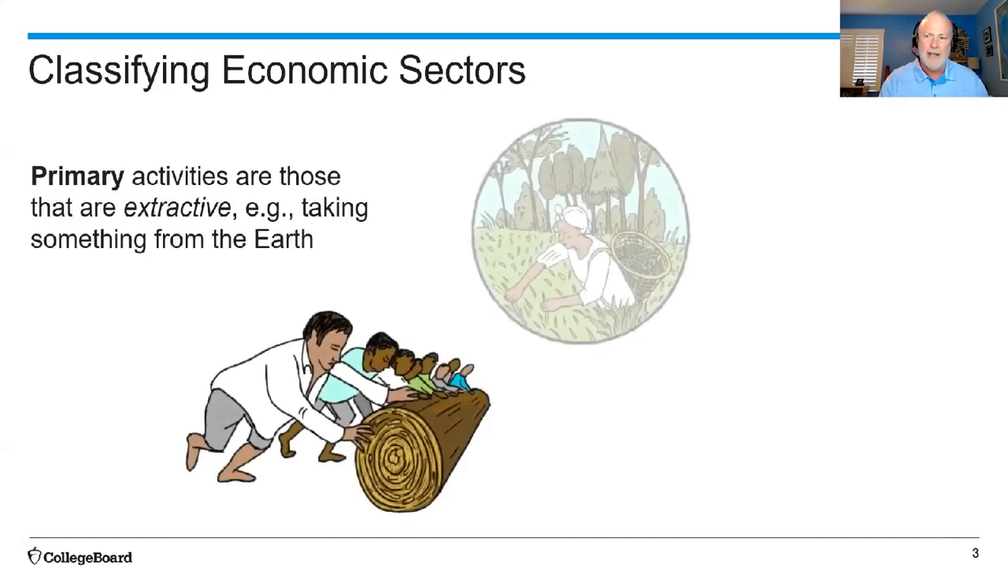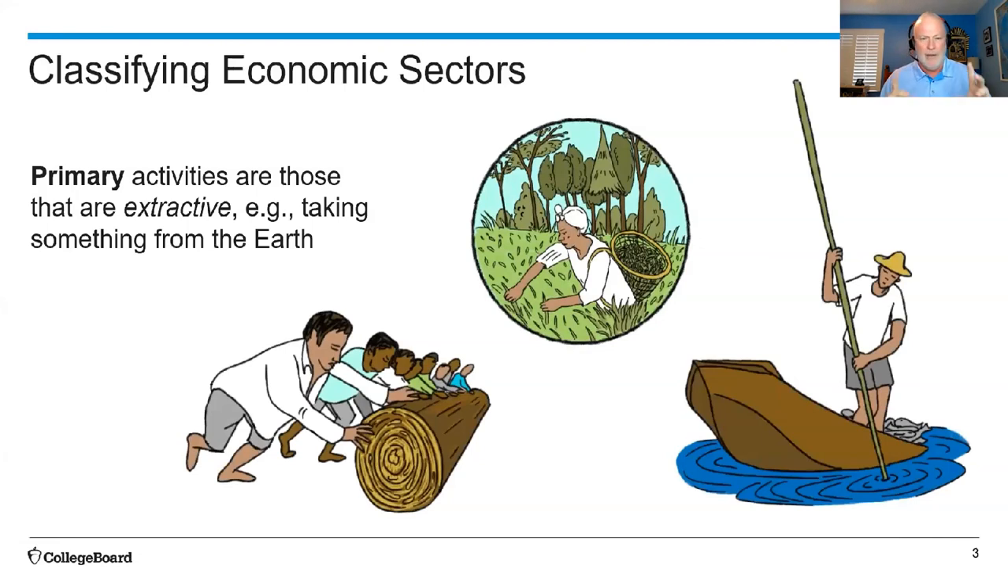And what we're going to see is that primary activities, those that humans did first, are going to be the things that extract things from the earth. It's agriculture, it's fishing, it's forestry, anything that is minerals, raw materials, pulling it out of the earth, pulling it out of the water. Those are all going to be classified as primary activities.